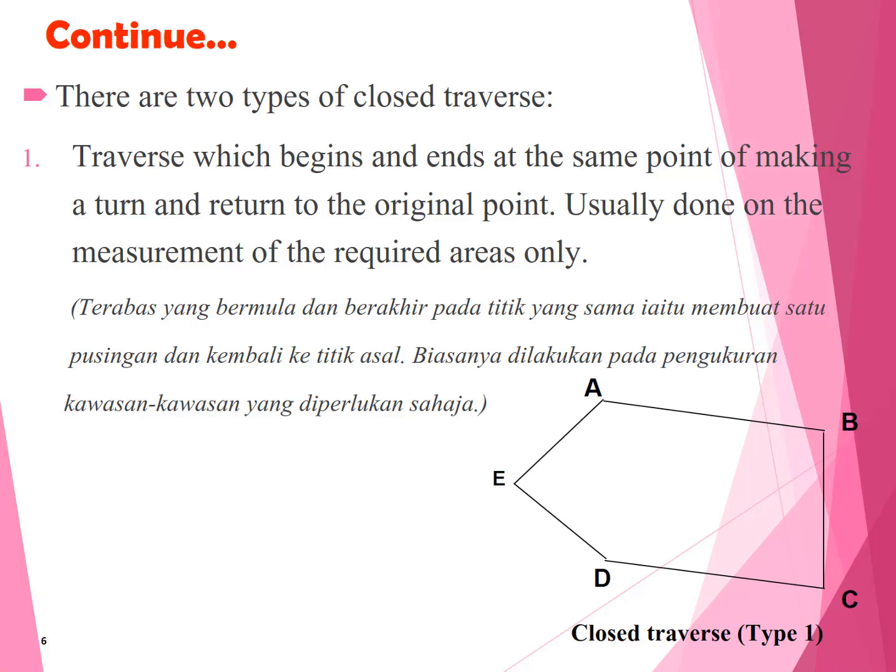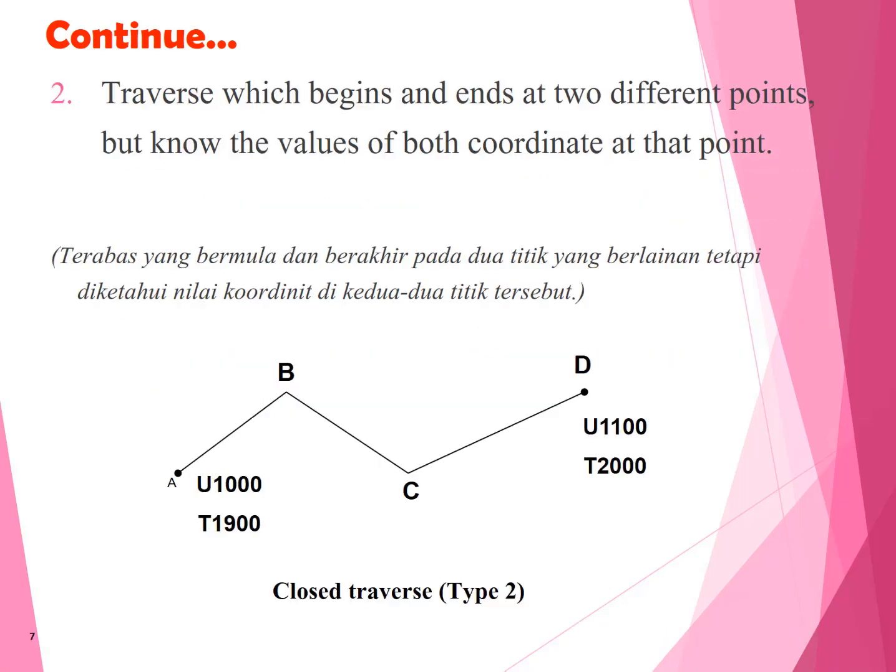There are two types of closed traverse. First, a traverse which begins and ends at the same point, making a turn and returning to the original point, usually done on the measurement of the required areas only. Second, a traverse which begins and ends at two different points but the coordinate values of both points are known.